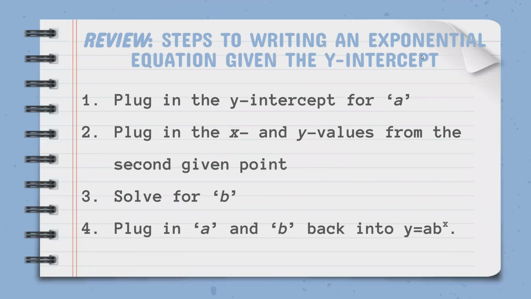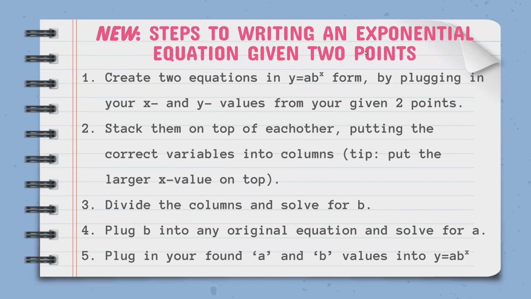This is a review from our last lesson, where you were given the steps on how to write an exponential equation given 2 points, but one of those points is the y-intercept. Now, what if you're not given the y-intercept and you're just given 2 random points? Here are some new steps. Writing all this down might seem confusing, so I'm going to walk through it verbally, and then we'll do a few examples, and hopefully through the examples it will make sense.